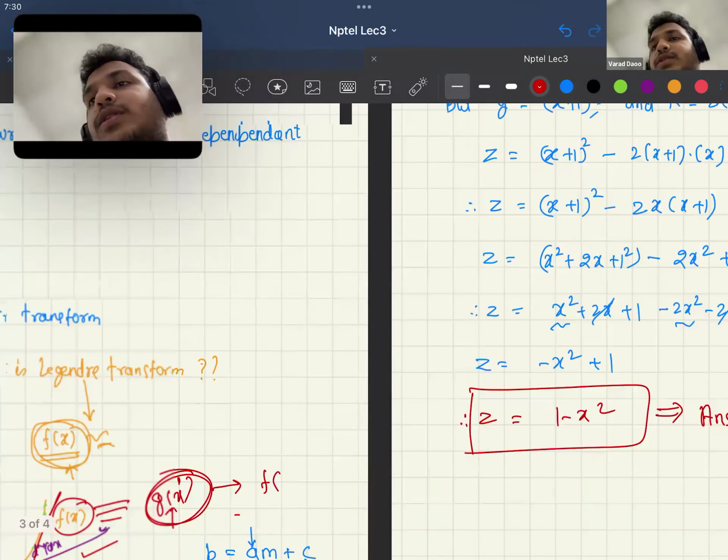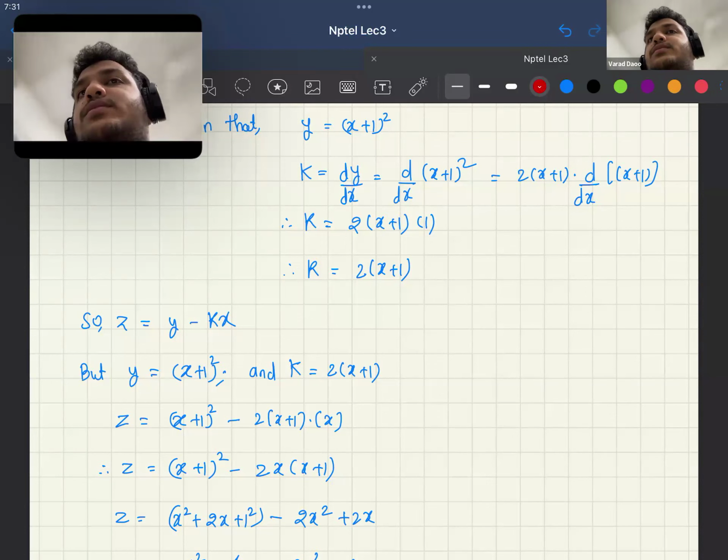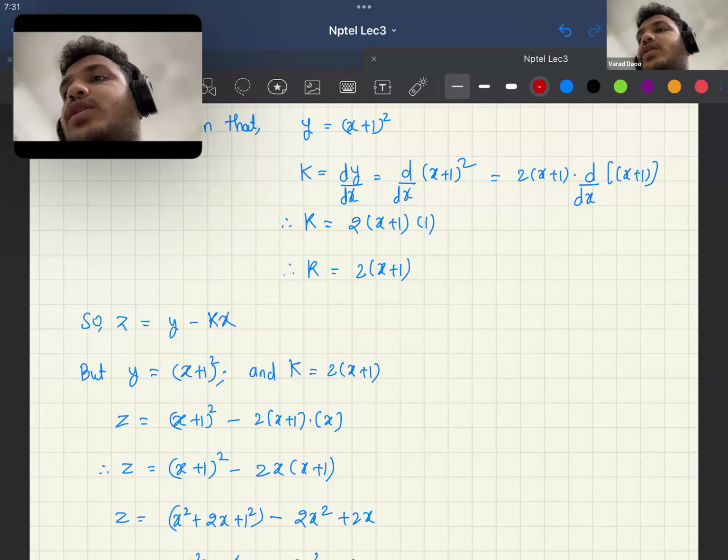I hope this question is clear to everyone. I'll wait for a couple of minutes. If you have, you can write this down, and if you have any questions, you can ask me. I hope the concept of the Legendre transform is clear to everyone, and how we can use it to solve problems.